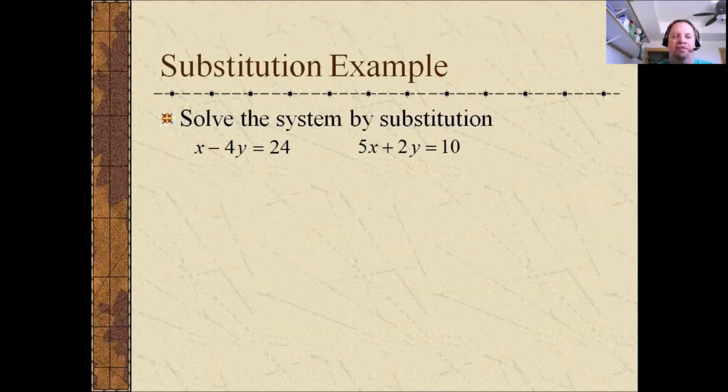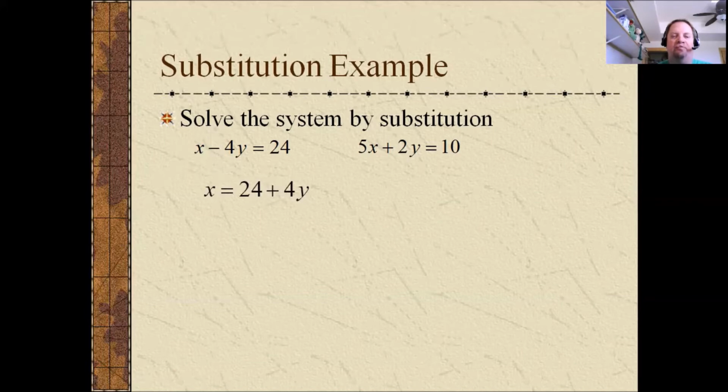Let's start with the system we had on the last page, and we're going to solve this system by substitution. When we're doing substitution, we want to find a single variable in one of the equations that is easiest to get by itself. Now, looking at both equations, I see that the easiest variable to get by itself is going to be the x in the equation on the left. I'm going to add 4y to both sides so that x is by itself.